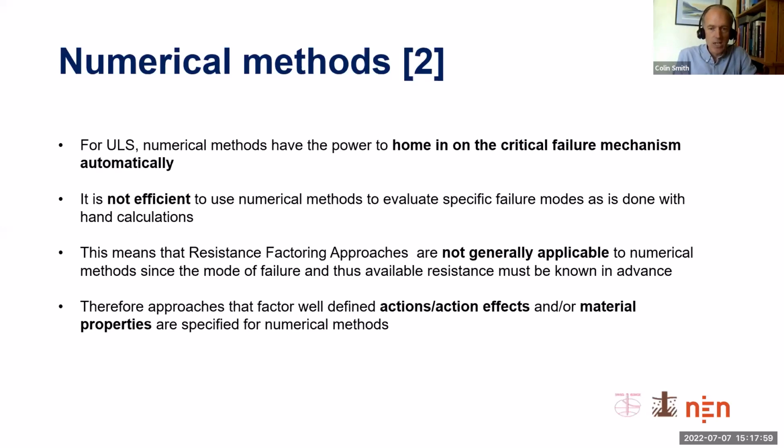The other key advantage is they have the power to home in on the critical failure mechanism automatically. And so it's not generally efficient to use numerical methods to evaluate a specific failure mode, as we often do with hand calculations. And thus it means that resistance factoring approaches are not generally applicable to numerical methods, since the mode of failure and thus the available resistance must be known in advance. So that doesn't really use the full power of numerical methods. So we need approaches that factor well-defined actions or action effects and or material properties. And these are what are specified for the numerical methods.